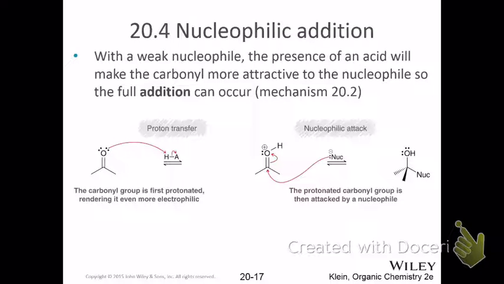So the mechanism looks something like this. Strong acid, right? You protonate this, and then the nucleophile, which could be water, would attack. And if it's water, then at the end you have to deprotonate it in order to get that to work.